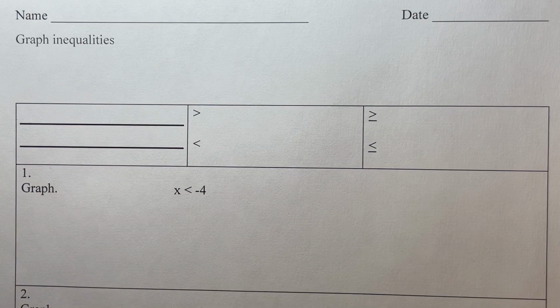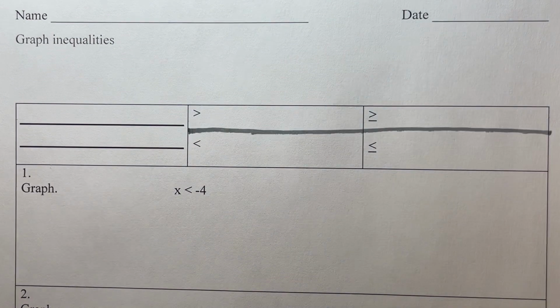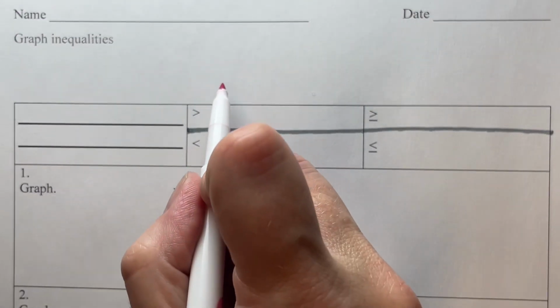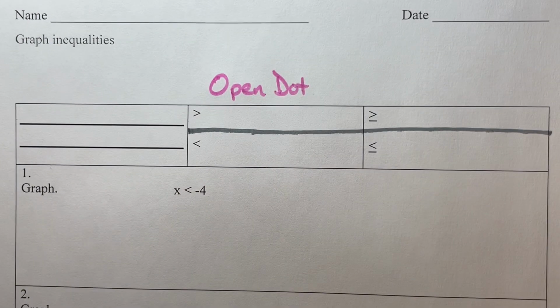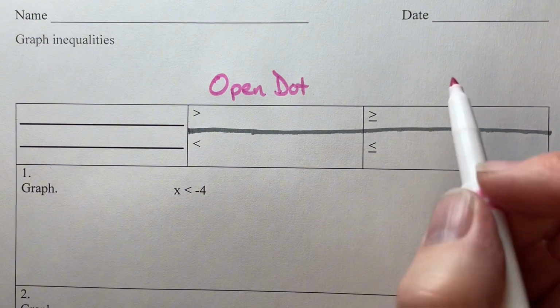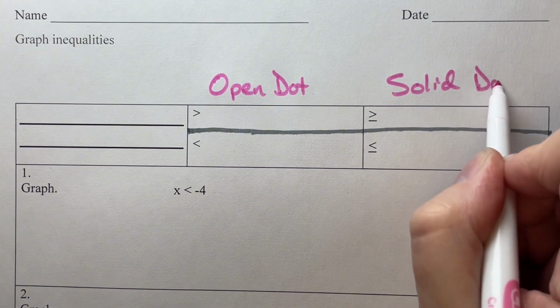In today's math lesson, we're going to graph inequalities. When working with inequalities, the first thing that we find is there might be an open dot at your point of interest, and there might be a solid dot at your point of interest.